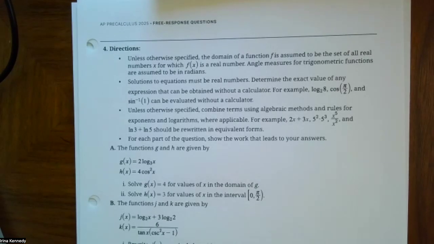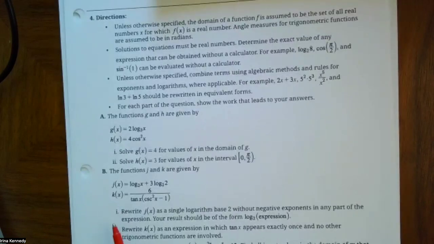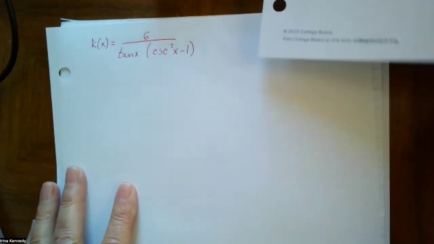So here is the question. So you see number 4. And question B is having this, I'm going to do just the trigonometric one. It says, rewrite k of x as an expression in which tangent x appears exactly once and no other trigonometric functions are involved. So this is the one we're going to do. I copied it here.